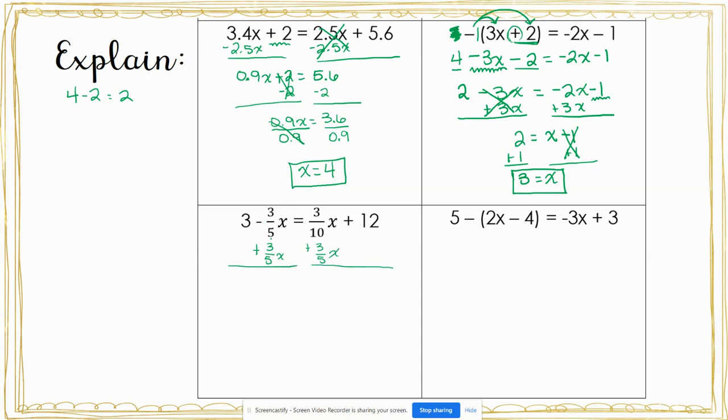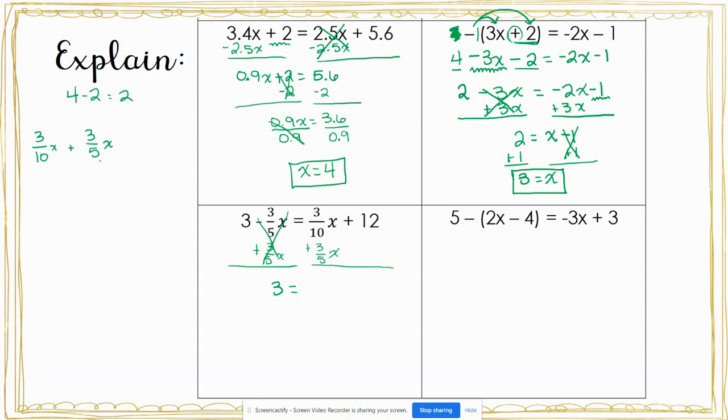Well, negative 3/5 x plus positive 3/5 x is 0. So these will cancel each other out to leave me with 3 equals. But on this side, I have 3/10 x plus 3/5 x. Well, remember, when we're adding or subtracting with fractions, we cannot add or subtract them unless we have the same denominator. So we're looking for the least common multiple for 10 and 5.